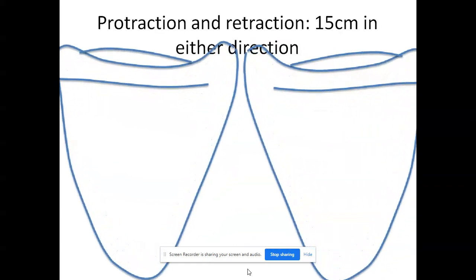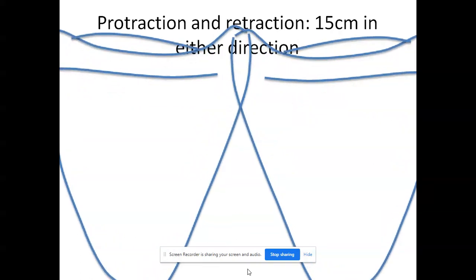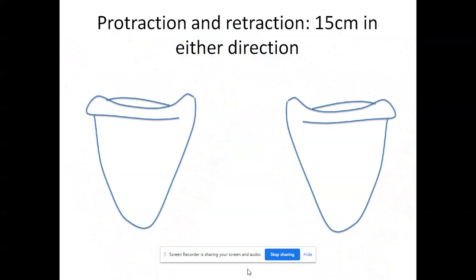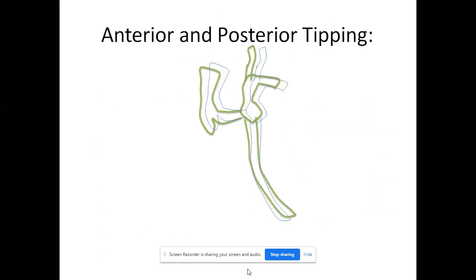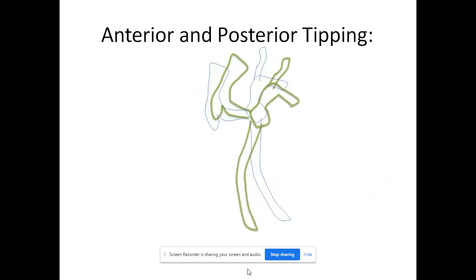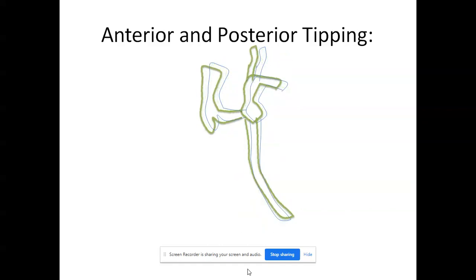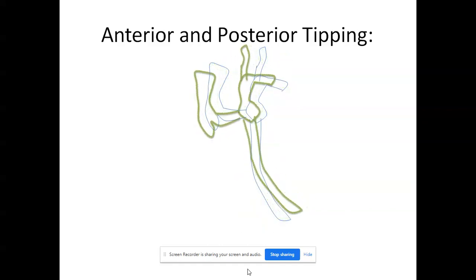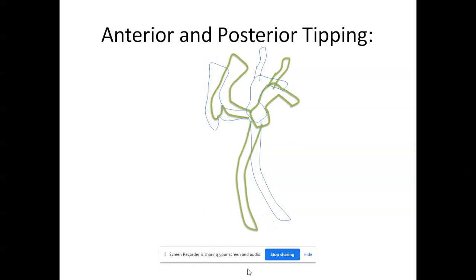Coming to protraction, where your scapulae come together, that is also called adduction of the scapula, and retraction is going away from each other, also called abduction of the scapula. It is 15 centimeters in either direction. Coming to anterior and posterior tilt. The first one in the video is posterior tilt, where your scapula is tilting posteriorly, and the second one is anterior tilt, where your scapula is tilting anteriorly.